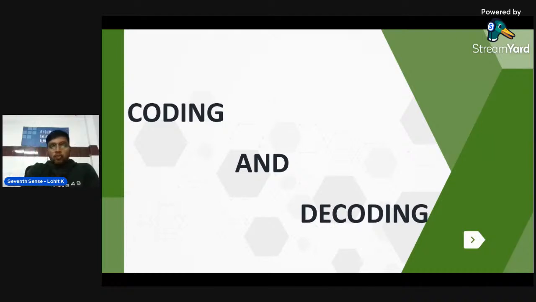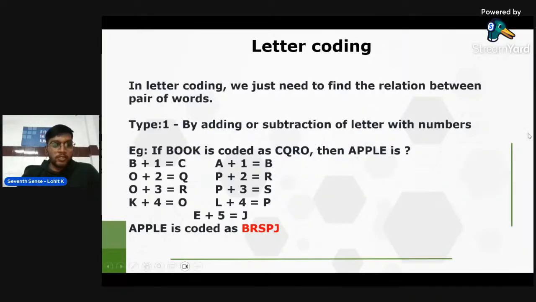Whatever they are going to do in part one, you have to do in part two. In part two, they will be giving you the original message, and you have to calculate the coded message here. For example, as you can see here, they have taken the book as the original message, and they have coded that book as CQRO. Now this is your first part.